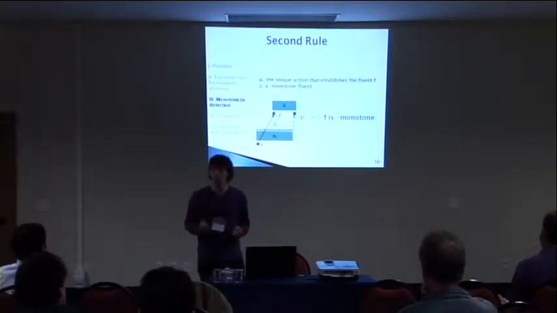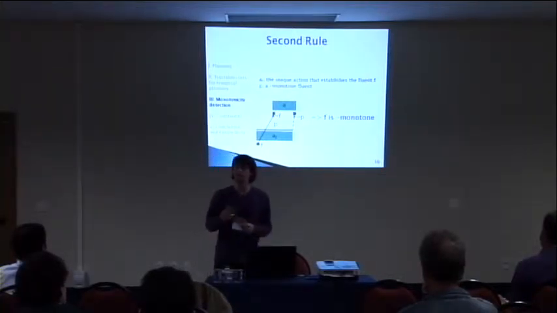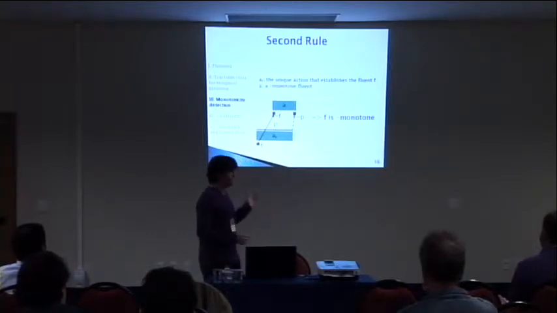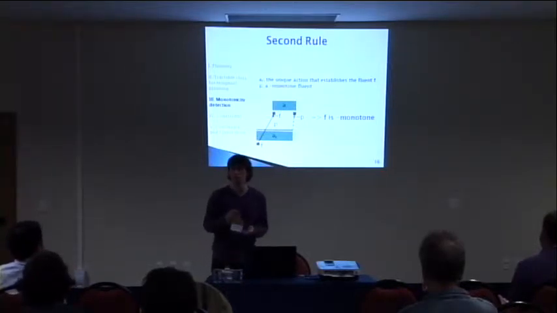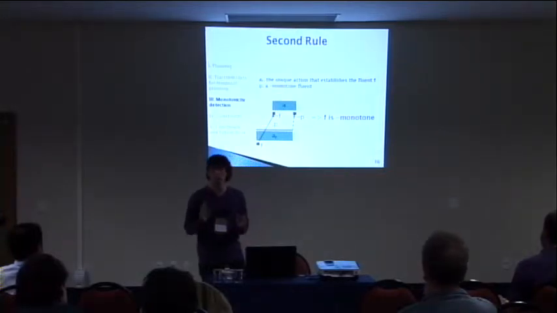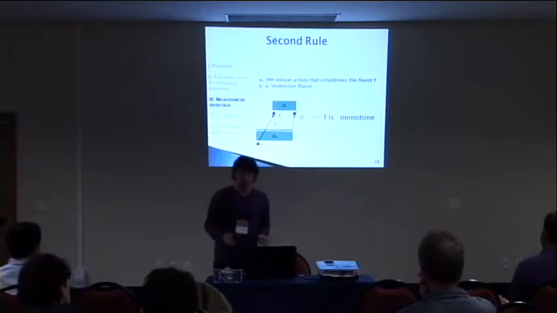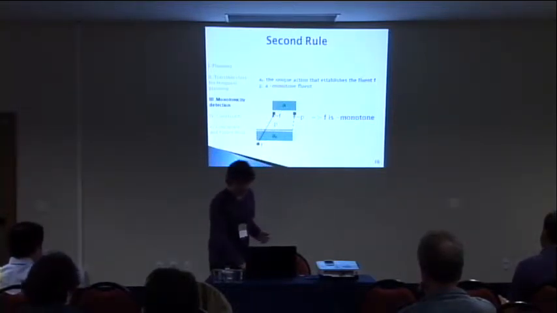But P is minus monotone, so it can never be established again. Then, since P is a condition of the action AF, we can't use the action AF again, which is the only one that can establish the fluent F. So, with this, we can prove that F is minus monotone. In fact, this rule is a little bit more complicated.